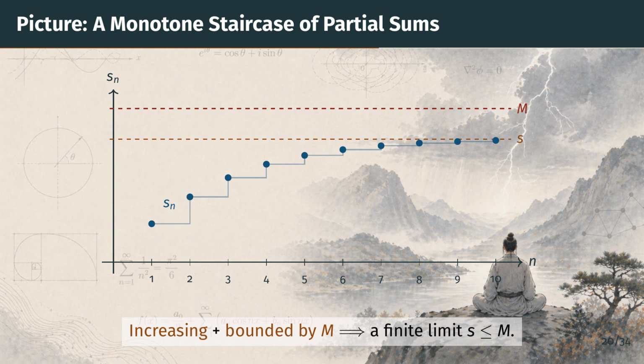The red dashed line is an upper bound m. Every dot stays below it. The monotone convergence theorem for sequences then guarantees a finite limit, marked by the amber dashed line at s, and that limit sits at or below m. If no such m existed, the staircase would simply keep climbing and the series would diverge to plus infinity. So for a non-negative series, convergence is bounded staircase, divergence is unbounded staircase, nothing in between.